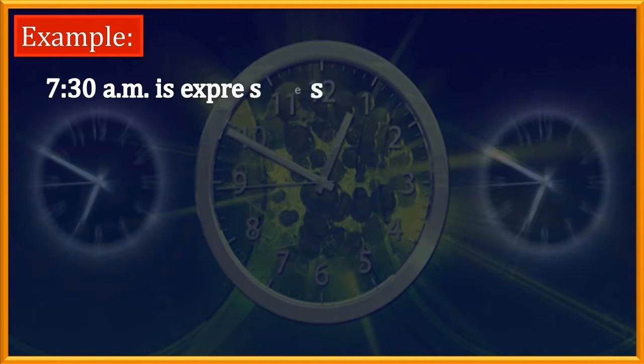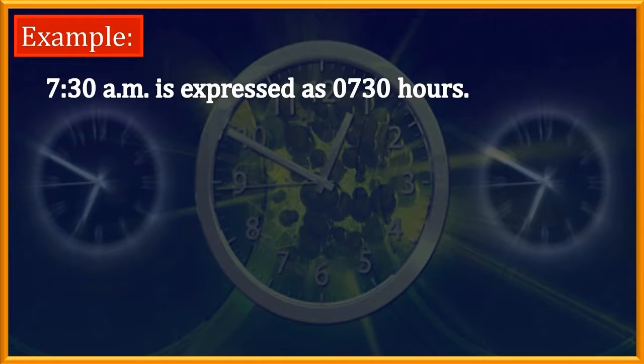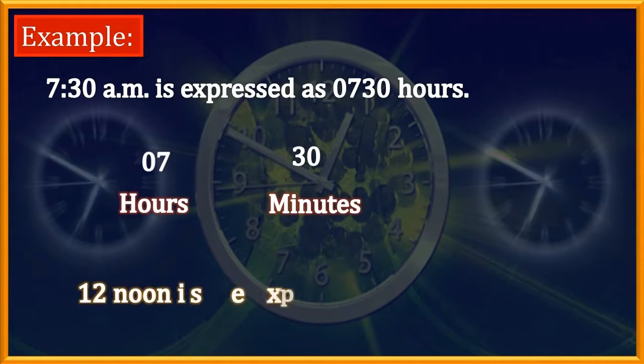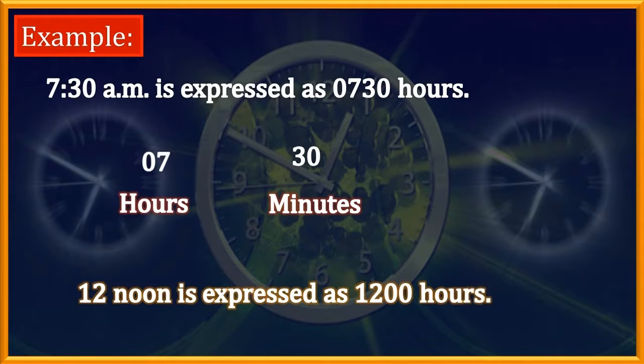Example: 7:30 a.m. is expressed as 0730 hours. Hence, the first two digits, that is 07, denotes hours and the remaining digits shows minutes. The 12 noon is expressed as 1200 hours.